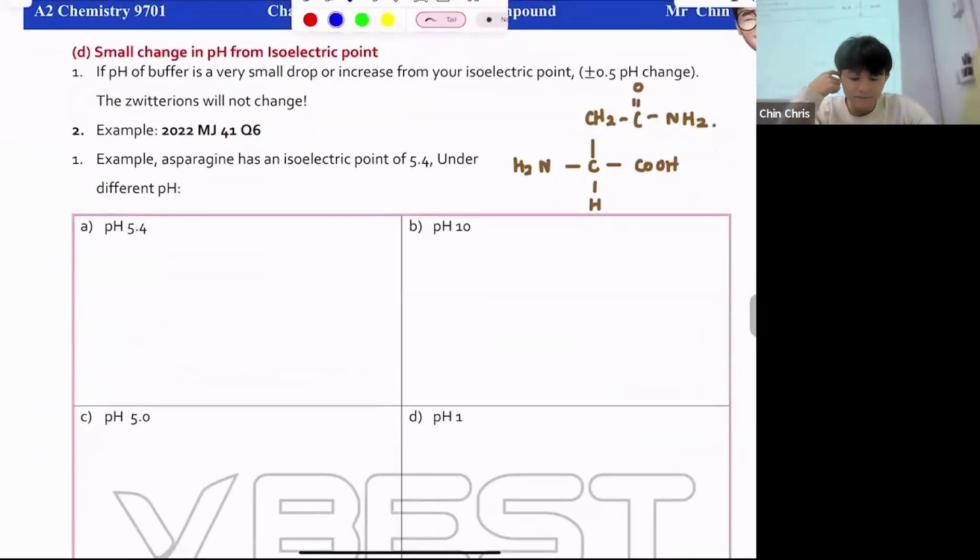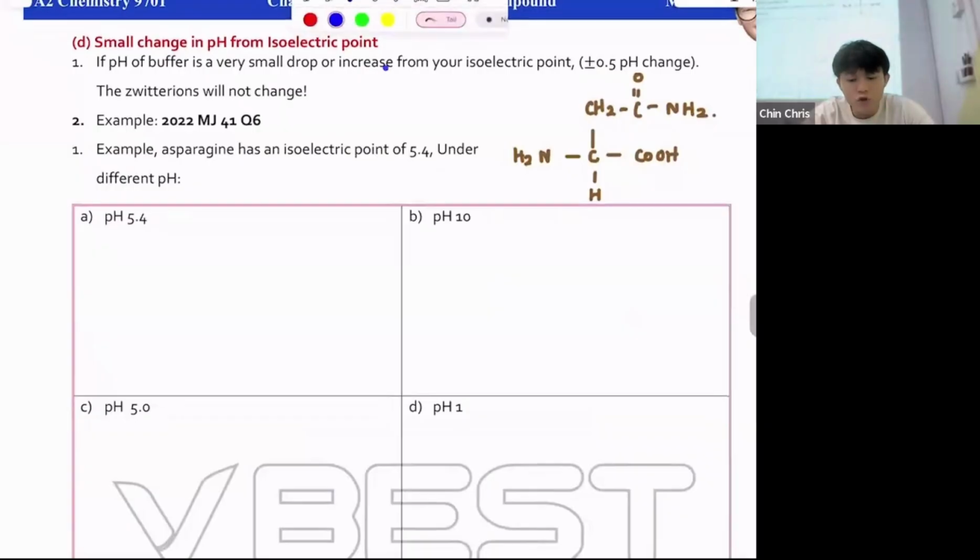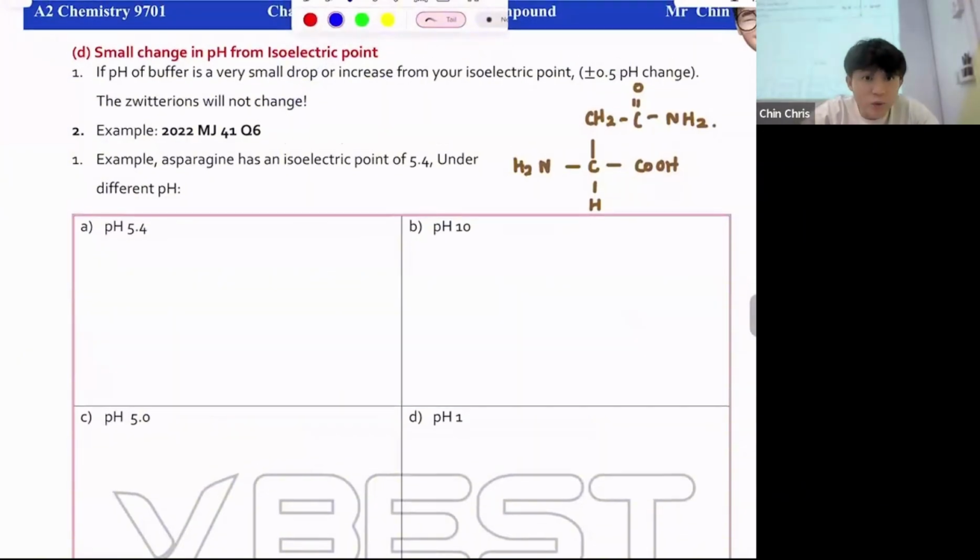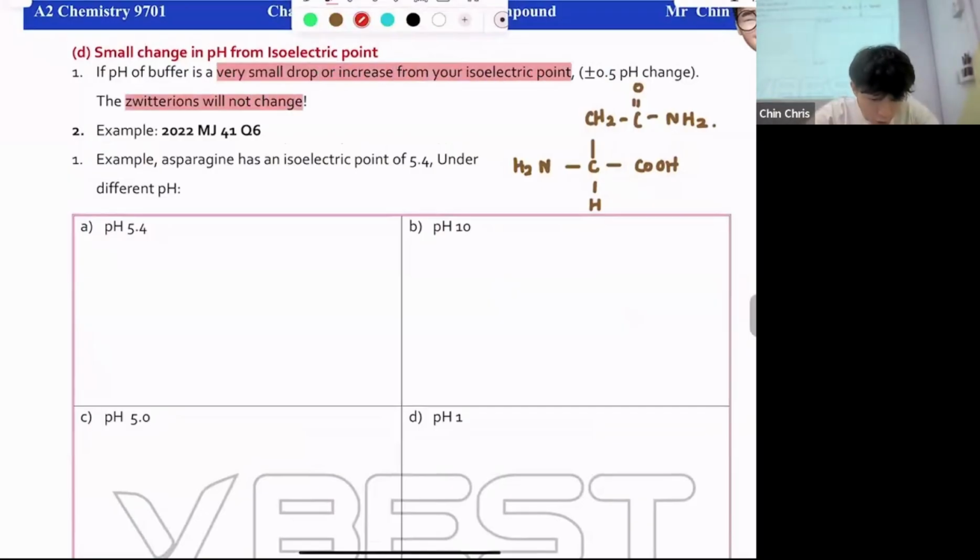All right, guys, next. A small change in pH from the isoelectric point. Again, if the pH of a buffer has just a very small drop, the zwitterion will not change. Wow, this is the crazy part. So again, highlight this: if it's a very small drop or increase from your isoelectric point, the zwitterion will not change.